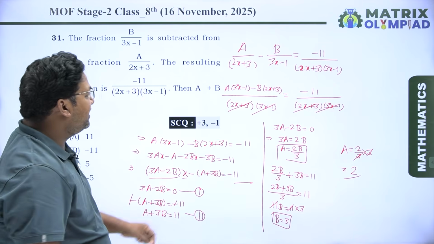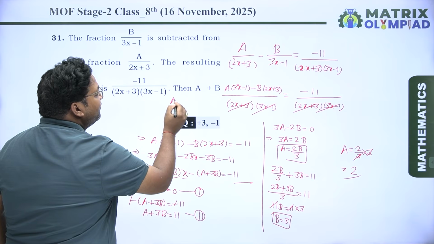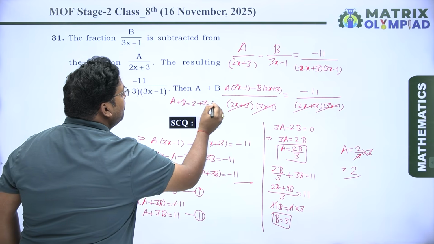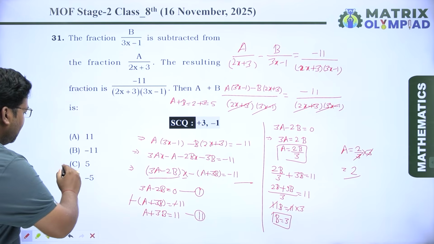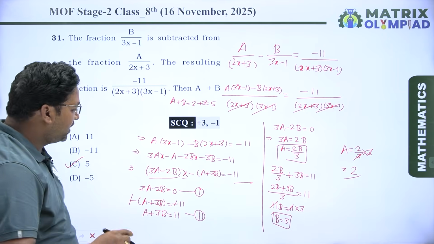So the value of a is 2 and value of b is 3, and we have to find out the value of a plus b, which is equal to 2 plus 3 equal to 5. So our answer is 5, which is in option C. So option C is the right answer. Now coming to the next question.